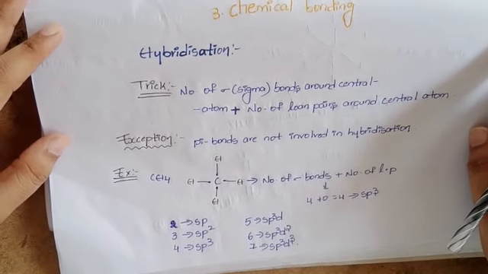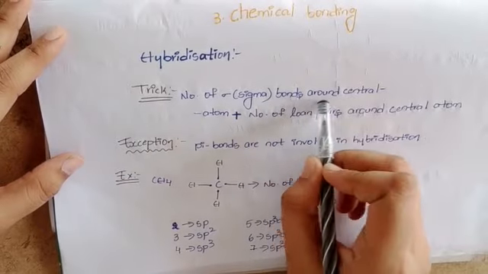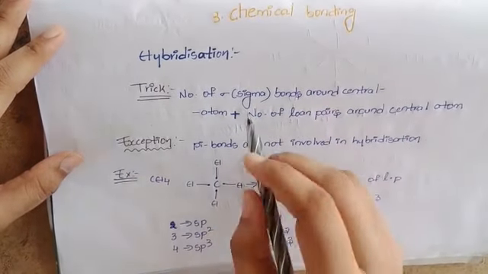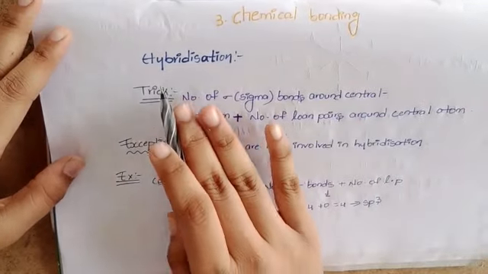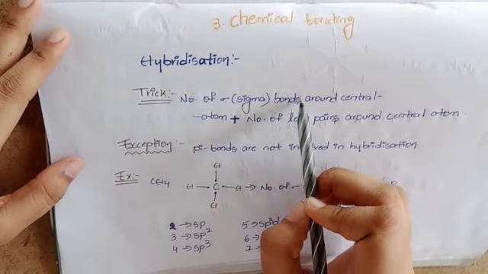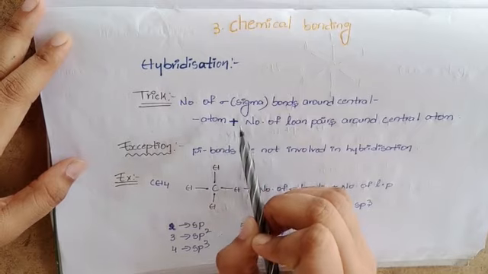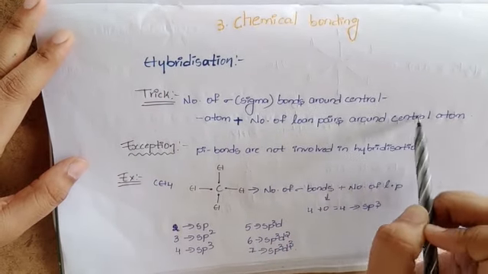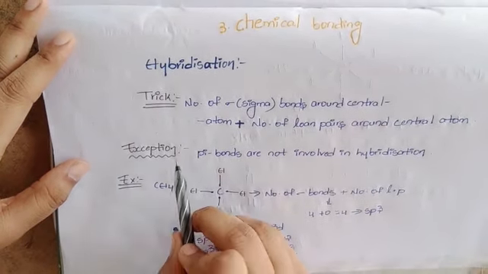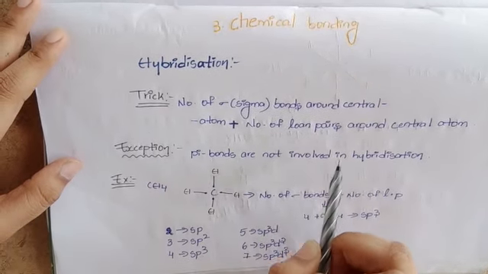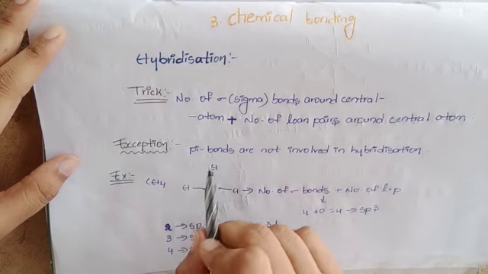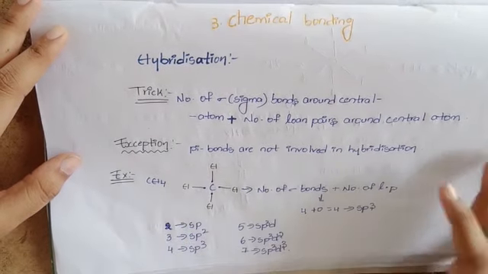First, the hybridization trick: number of sigma bonds around the central atom plus number of lone pairs around the central atom. The trick is just to remember this. There is one exception: keep in mind that pi bonds are not involved in hybridization.